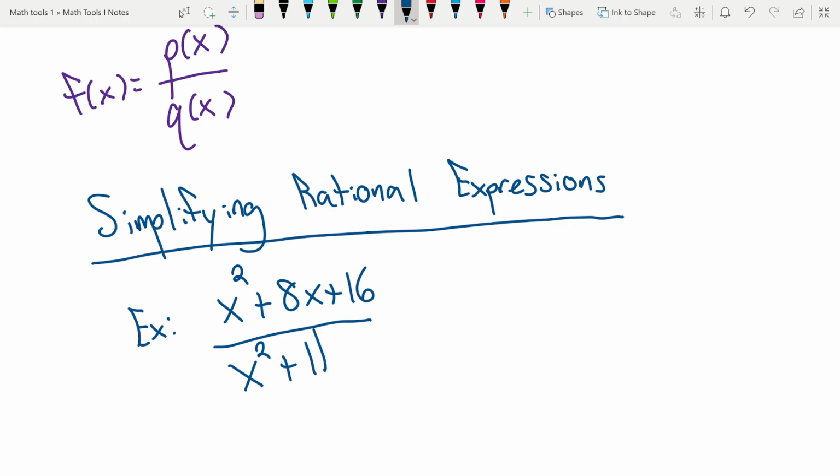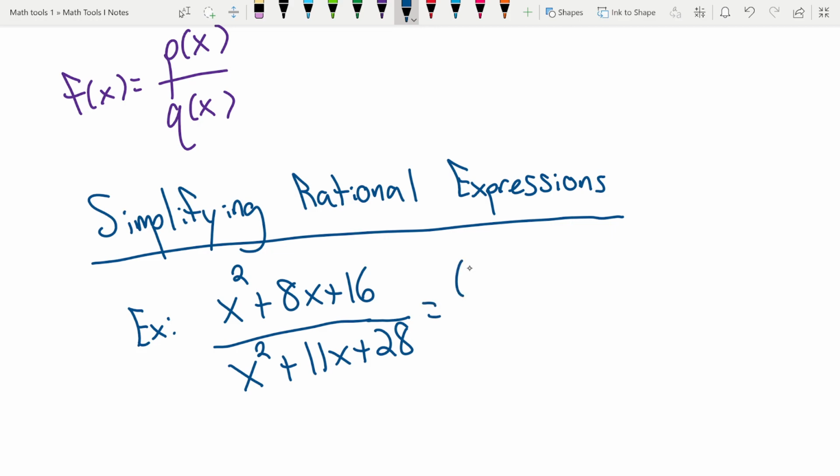Here we have a quadratic divided by a quadratic: x squared plus 8x plus 16 divided by x squared plus 11x plus 28. One of the common things that we'll do here is try to factor the top and the bottom and then see if they have any common factors. That would be one way of simplifying them, by canceling out any common factors.